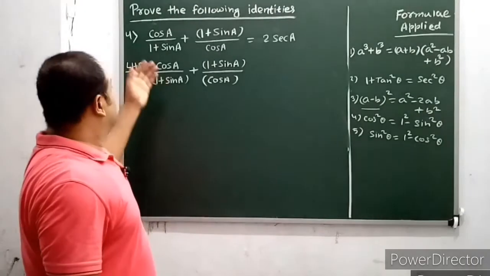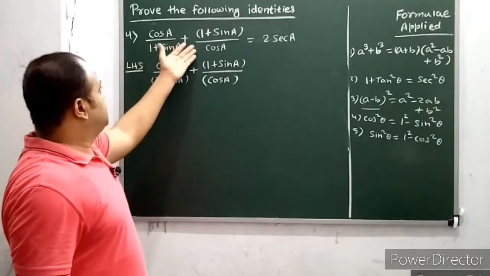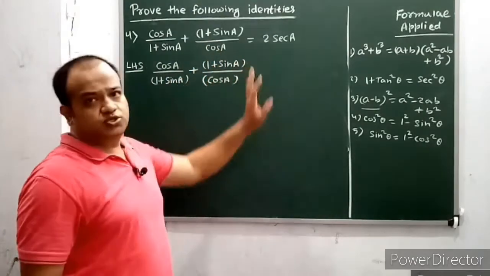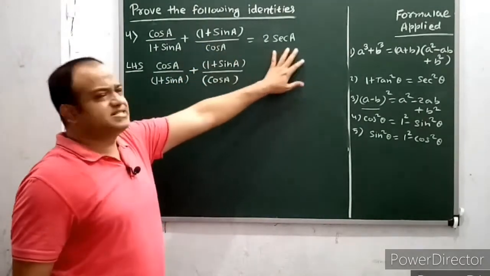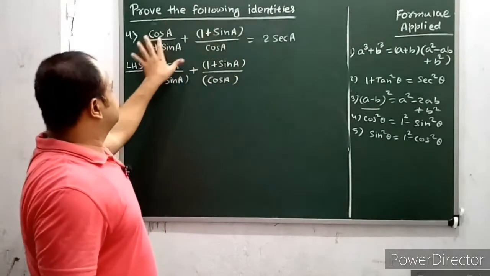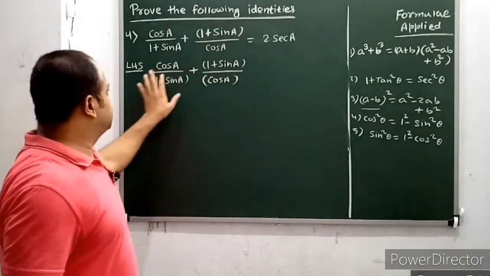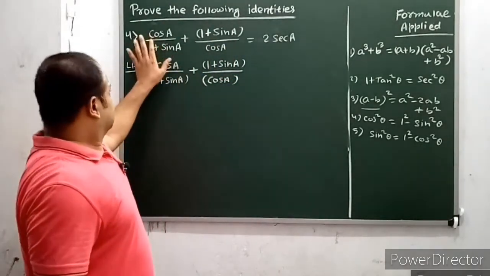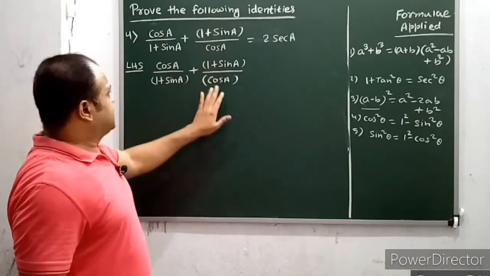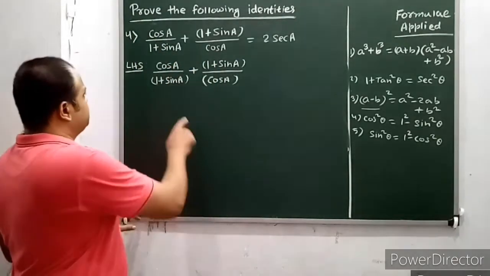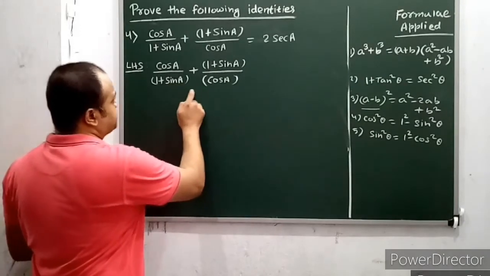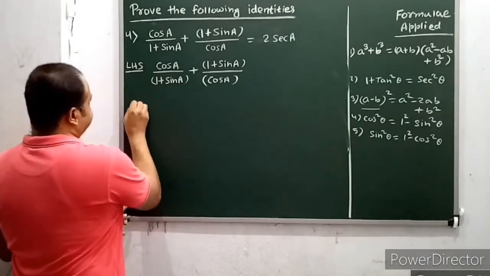Here we have to prove cos A by 1 plus sin A plus 1 plus sin A by cos A equals to 2 sec A. Now see, this part is very simple one, but this left hand side is a complex one, so I have taken left hand side as cos A by 1 plus sin A plus 1 plus sin A by cos A. Now what we have to do?